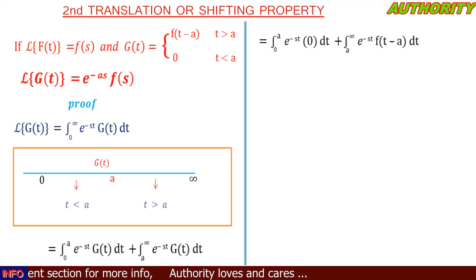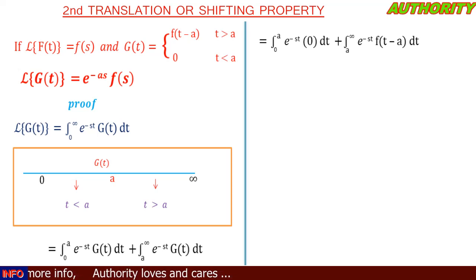From a to infinity is telling us that t is greater than a. Look at the number line. And when t is greater than a, by our definition, g of t gives us f of t minus a. Is that true? So now in place of g of t, we write f of t minus a, then we have dt.